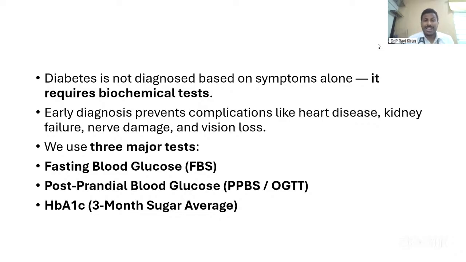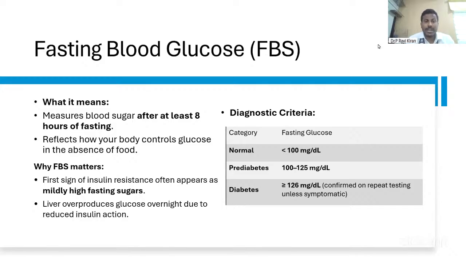In practical setups, the most common tests we use are fasting blood glucose, post-prandial blood glucose, and HbA1c, which is a 3-month sugar average. Apart from these, we can use continuous glucose monitoring, called CGMs, where the continuous sugar values over the past 2 to 3 weeks can be provided within an app, which we can interpret. So the three major blood tests are fasting blood sugars, postprandial blood sugars, and HbA1c. Let's get into detail on each.